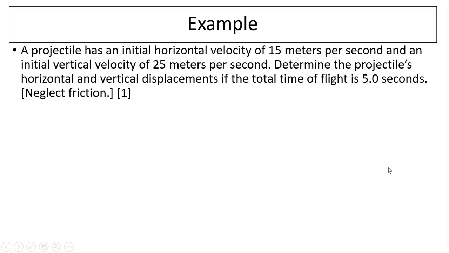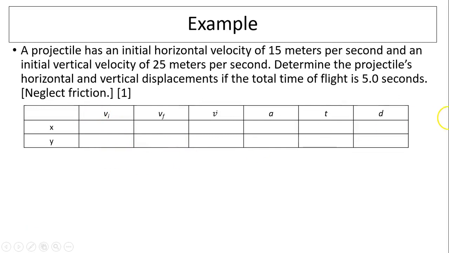Let's take a look at this example. A projectile has an initial horizontal velocity of 50 meters per second and an initial vertical velocity of 25 meters per second. Determine the projectile's horizontal and vertical displacement if the total time of flight is 5 seconds. So this is really a kinematics problem, except now you have horizontal and vertical. So first, you make a chart. It's very similar to how you did one-dimensional. You just add another dimension of y.